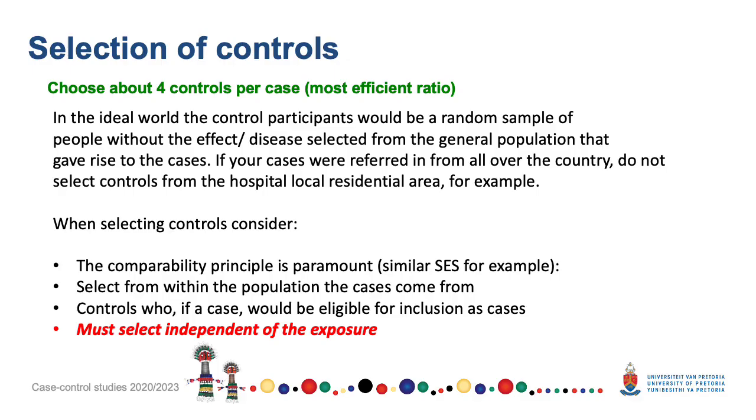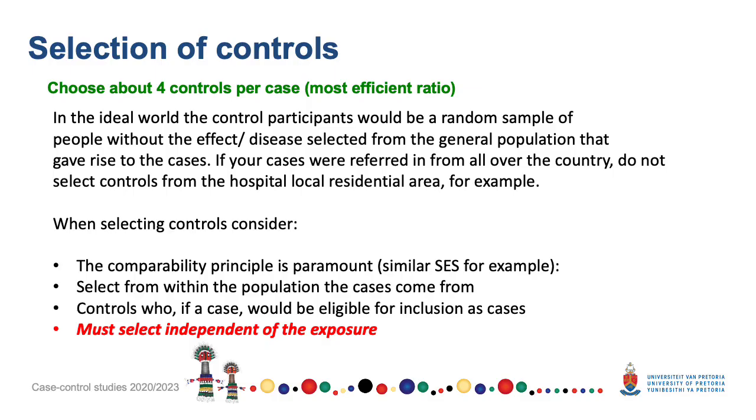So when selecting controls, consider things like the comparability principle. For example, similar socioeconomic status for the group that gave rise to the controls as for the cases. Select from within the population that the cases came from, and select people as controls who, if there had been cases, would have been eligible for inclusion as cases, so that you avoid selection biases. You must select your controls independent of their exposure.